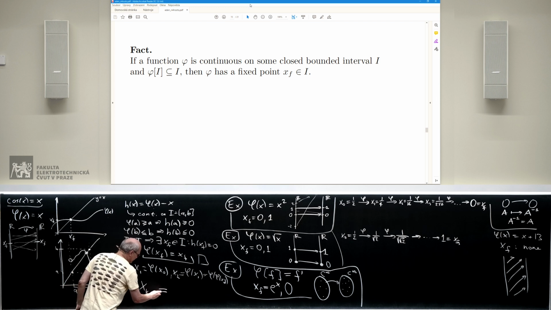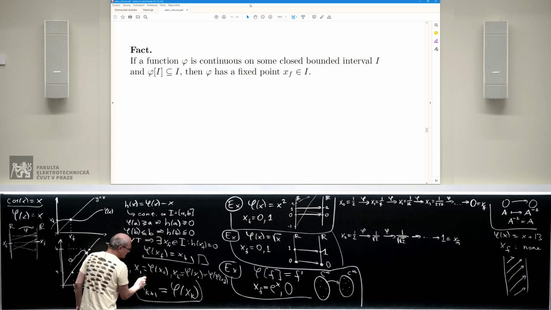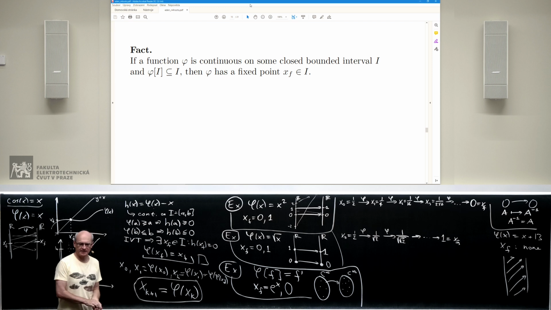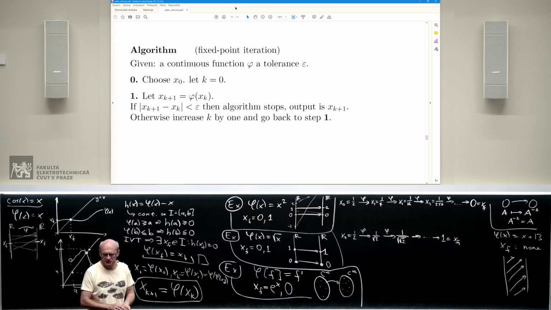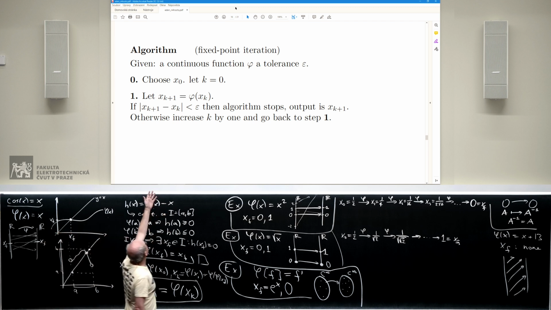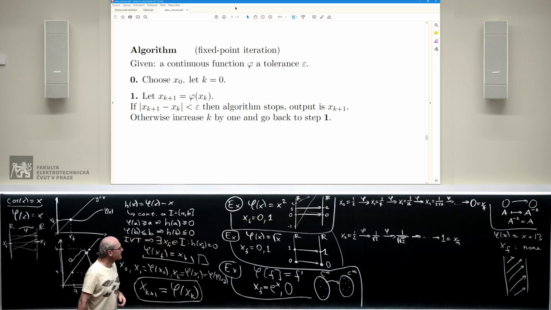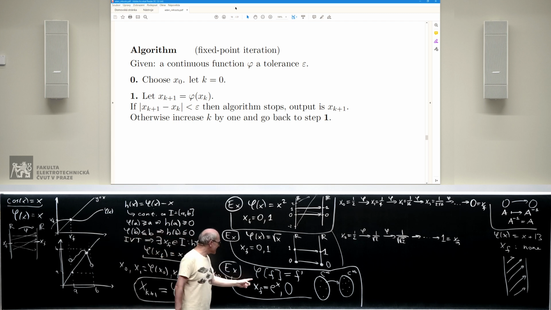And the general formula is like that. To get the next guy, you simply apply your function to the current guy. Okay? I think I wrote it as an algorithm. But the question is whether it's really worth writing it as an algorithm. It's so simple. Iteration, fixed point iteration. How about this guy?